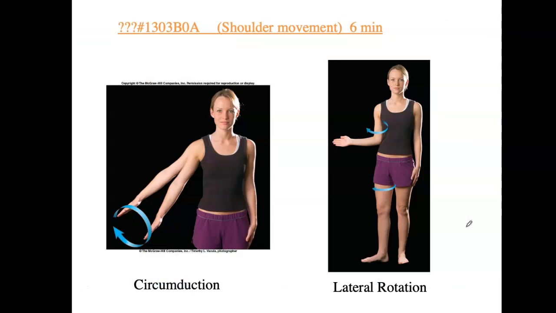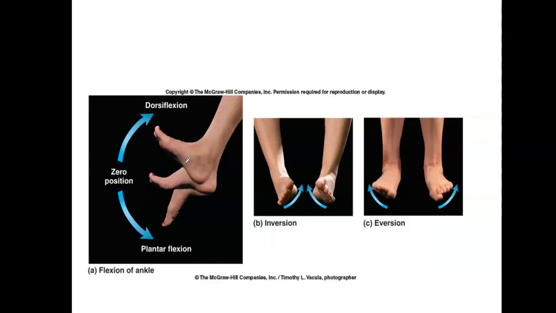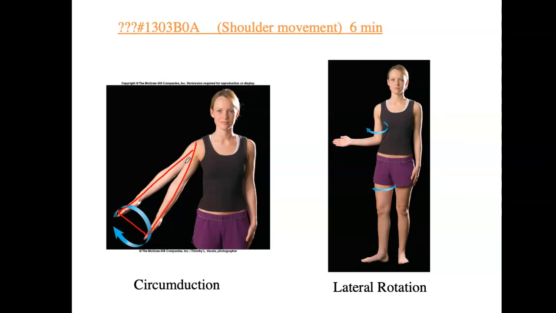I do have a video posted for you on shoulder movement, but let's look at the difference between circumduction and lateral rotation. So here I'm showing you circumduction. I was trying to show that to you. It's kind of like a triangle like this, a cone, right? When you're just rotating in the air in a cone fashion.